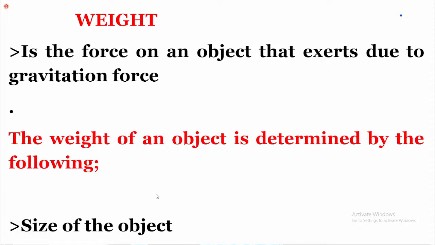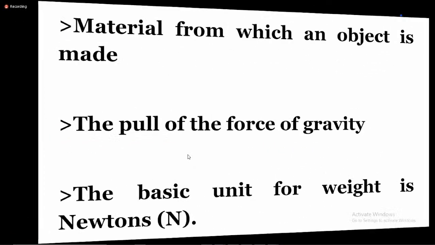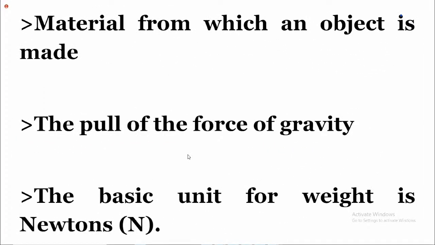The weight of an object is determined by the following: size of the object, material from which an object is made, and the pull of the force of gravity.